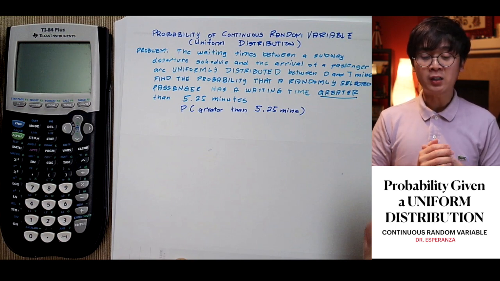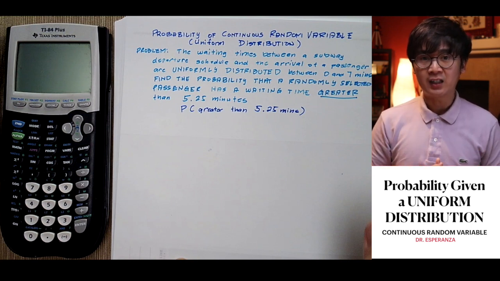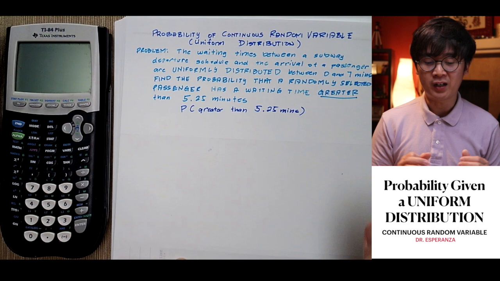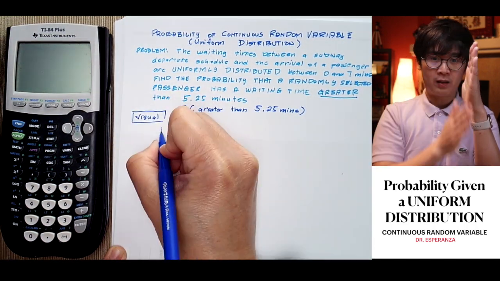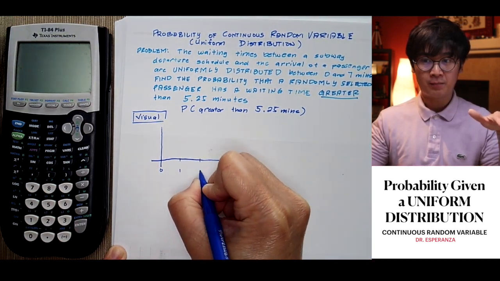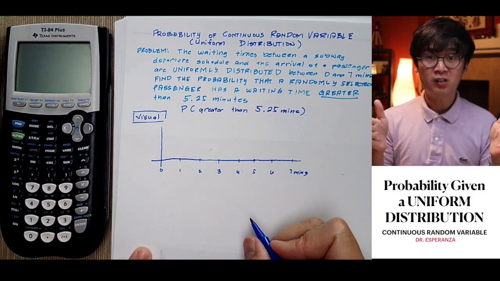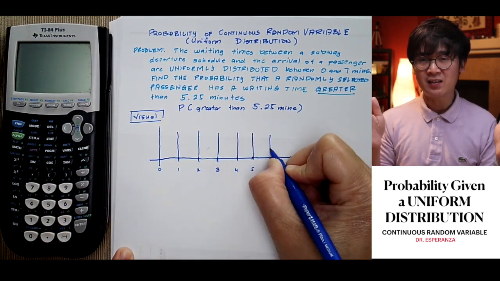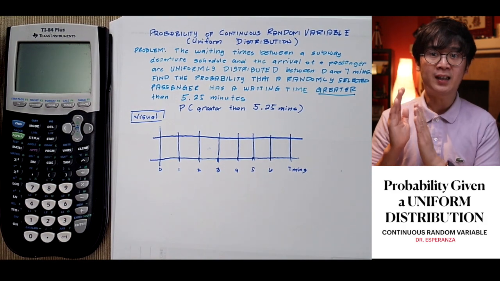So our notation is P of greater than 5.25 minutes, which is basically telling us that we're finding the probability that the waiting time of this selected passenger is over 5.25 minutes. For our visual, we have the y-axis and the x-axis, and our horizontal axis will be our variable for time, and that would be from 0 minutes all the way to 7 minutes. And since this is a uniform distribution, each partition in our minutes will be equal.